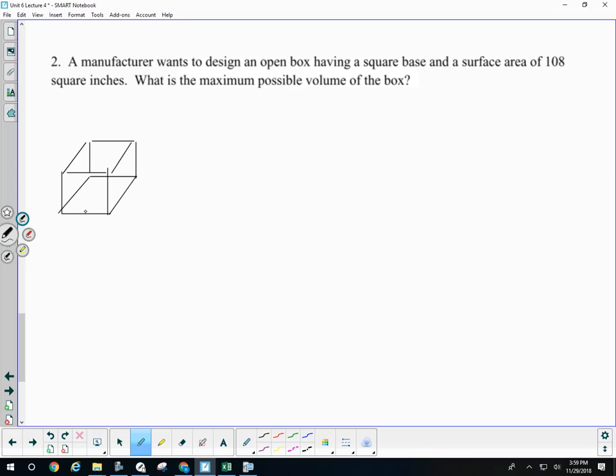It's got a square base. Got a surface area of 108 square inches. What is the maximum possible volume of the box? Please write down your two equations. One that you are going to have as a fixed equation, and one that you are going to optimize, that you are going to try to take the derivative of and set equal to 0.